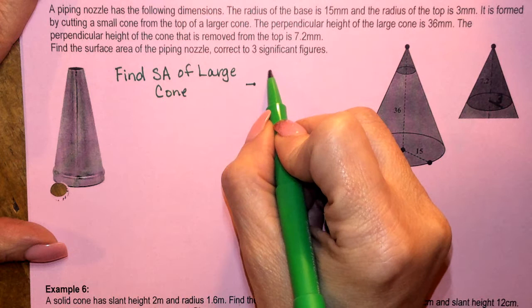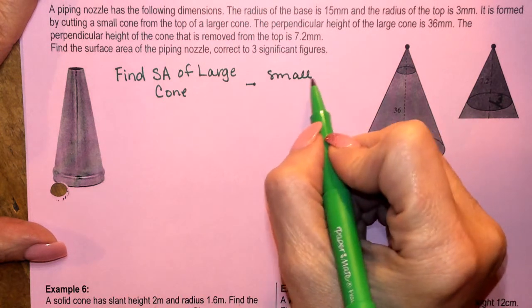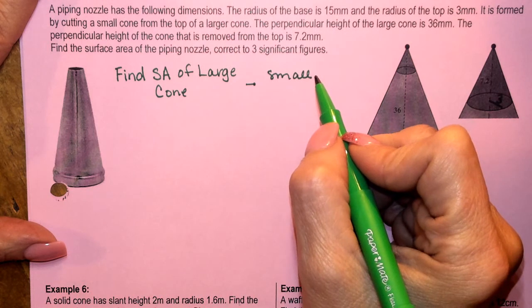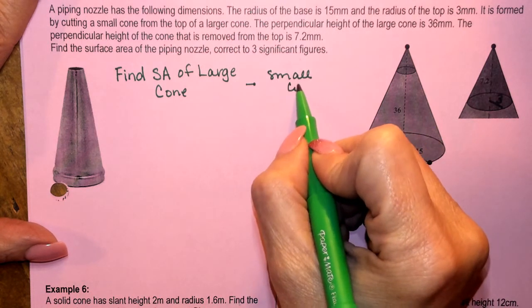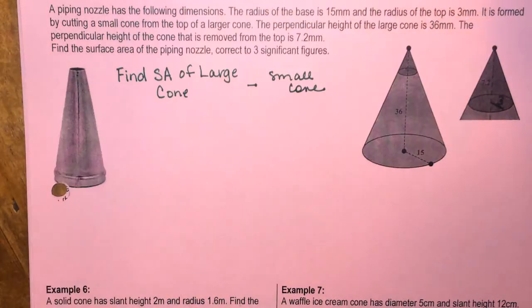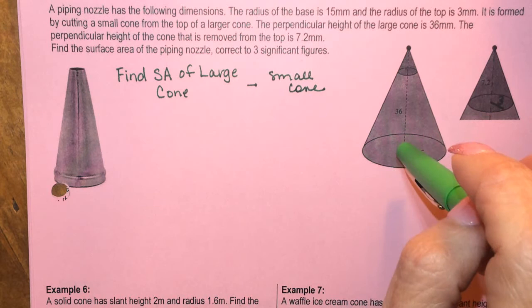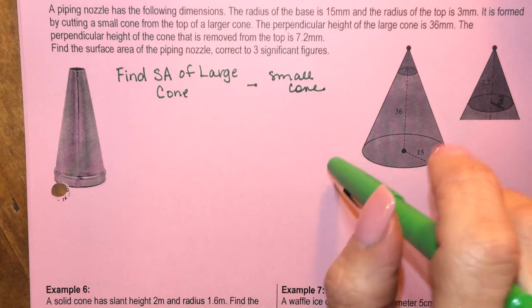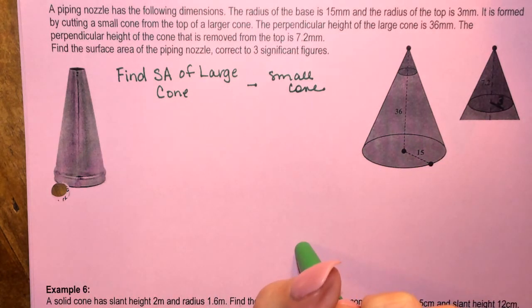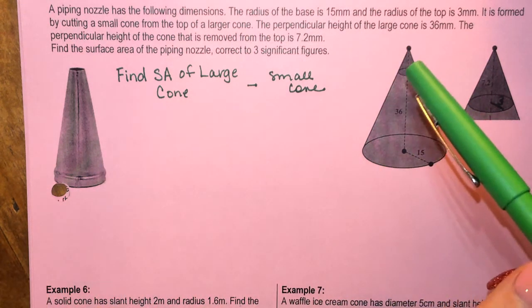And then subtract the small surface, the small cone. This is a small cone. Find it of the whole thing, subtract the little one. So we need to find the area of this cone right here. The curved surface area of a cone, right, is pi RL.